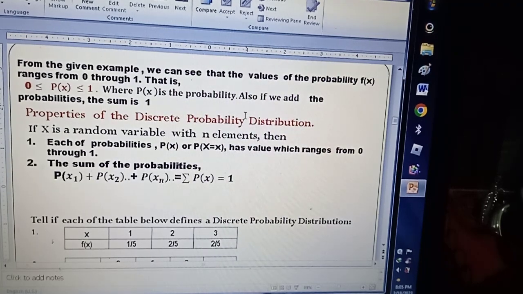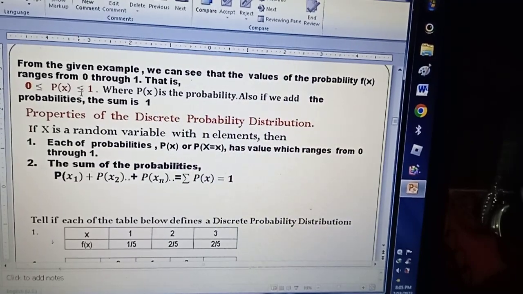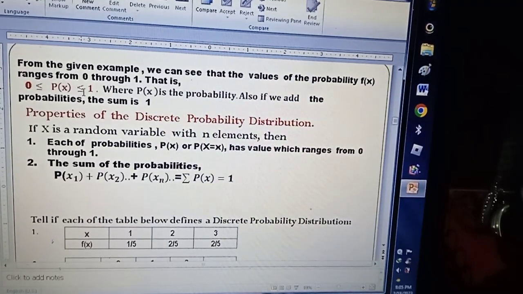From the given example, we can see that the values of the probability p of x range from 0 through 1. That is, in notation, p of x is greater than or equal to 0, and p of x is less than or equal to 1, where p of x is the probability. Also, if we add the probabilities, the sum is 1. So these are the properties of the discrete probability distribution.